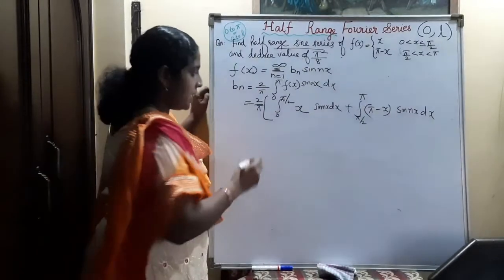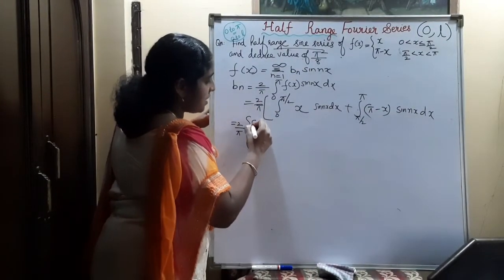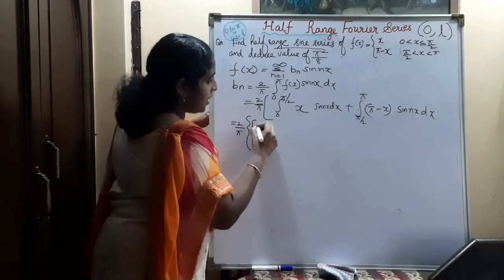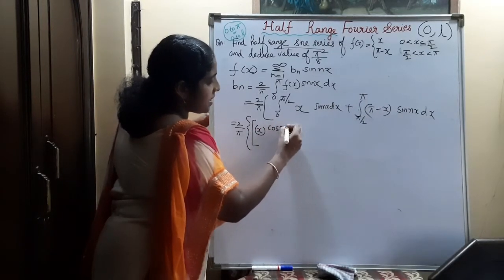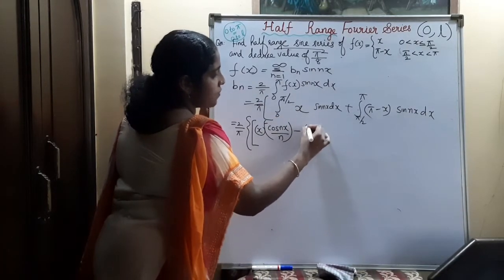Now we can integrate. So 2 by pi, on integrating this: the first function is x, into the integral of the second function, which is minus cos nx by n, minus the derivative of x, which is 1.